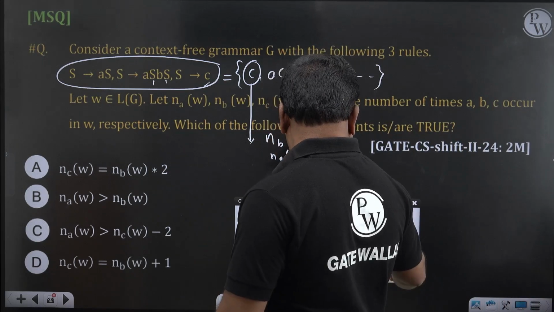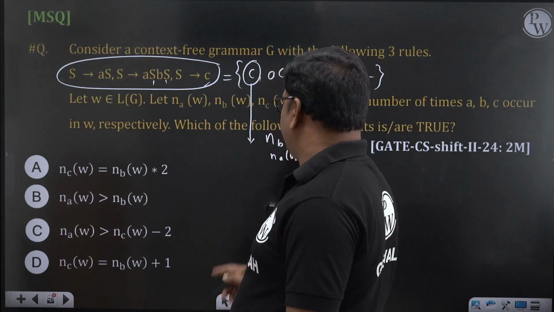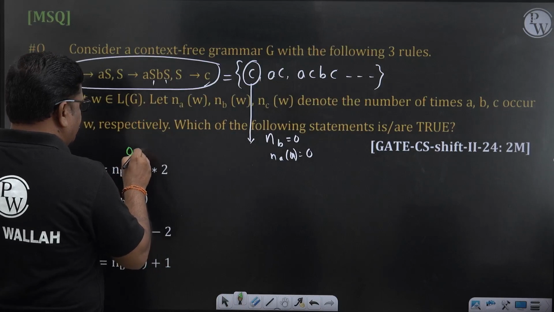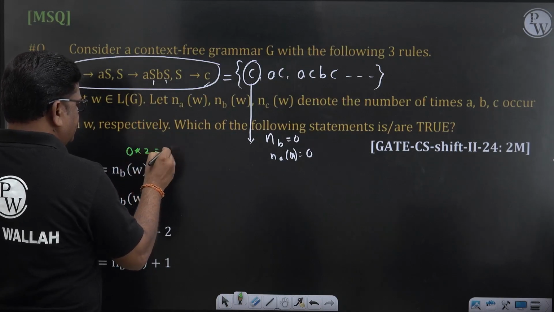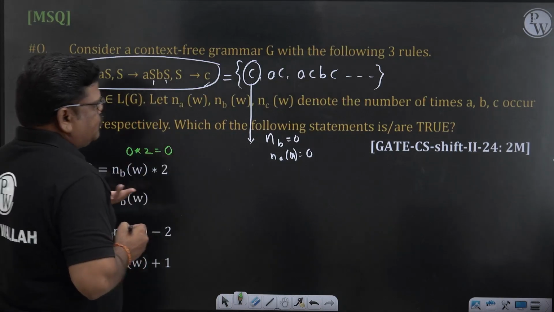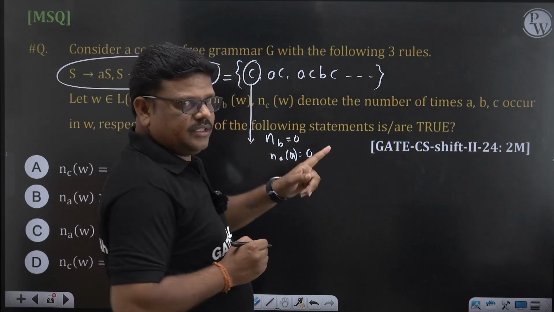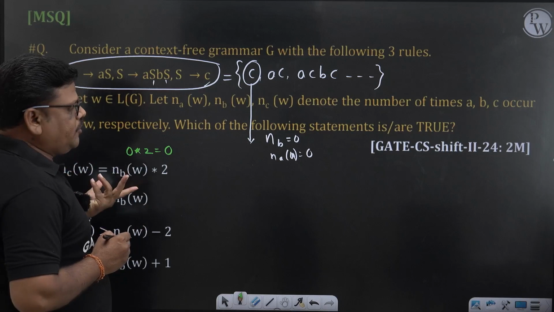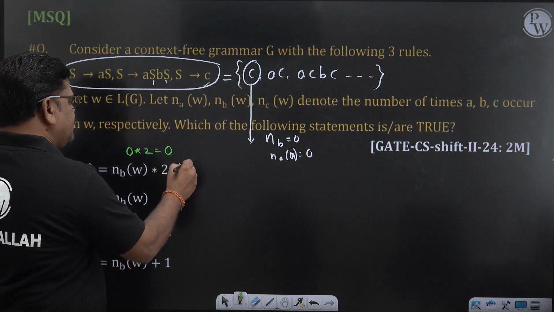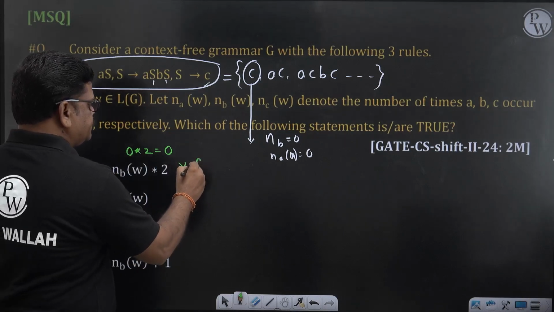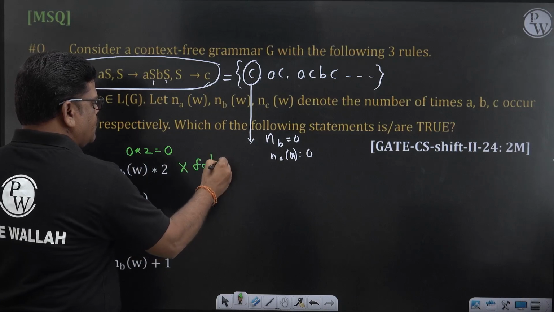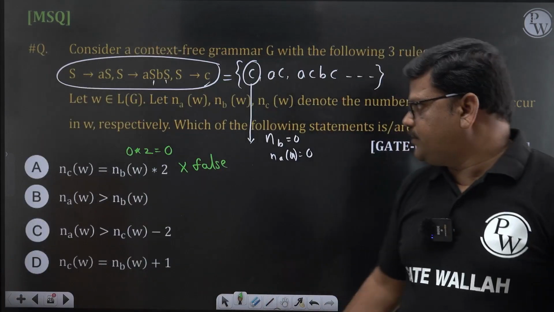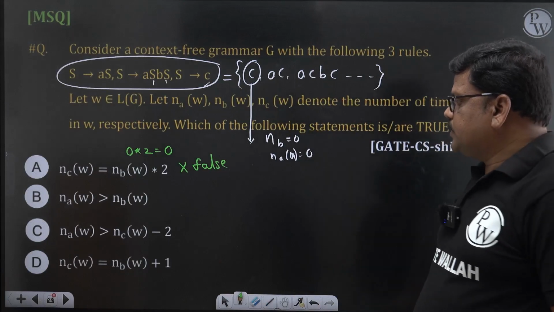Is it true? Let us verify. Number of B's value is 0. 0 multiplied with 2, that is 0. So, how many C's are there actually? There is one C. So, 0 multiplied with 2, I have to get 1. That is not possible. So, this is clearly a false option. What is our required thing? We want true options. This is clearly a false one.